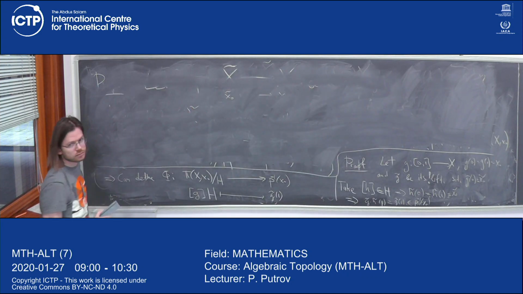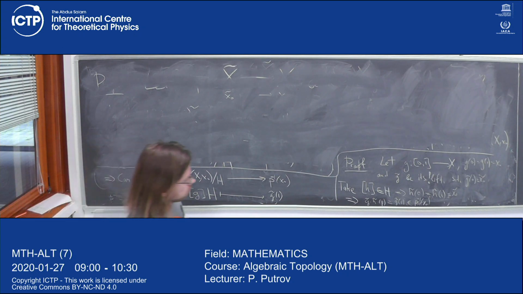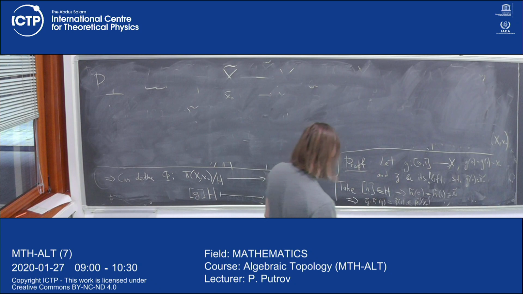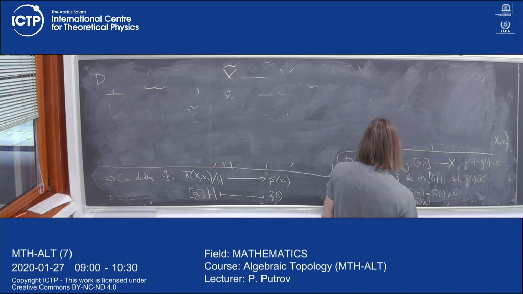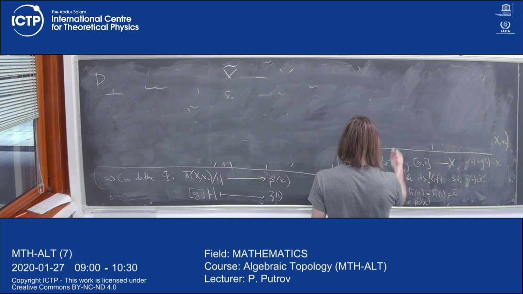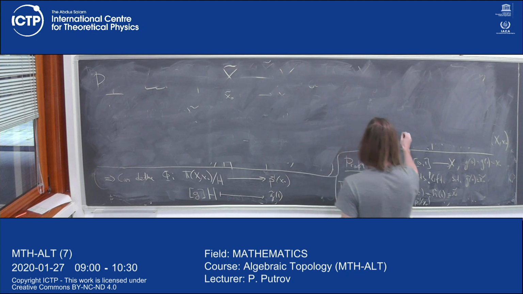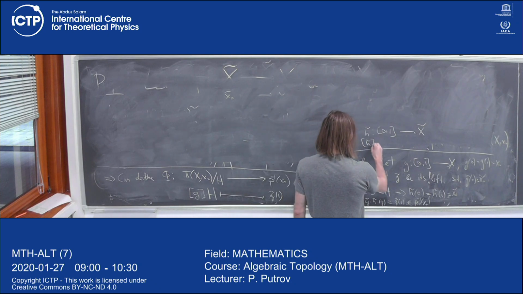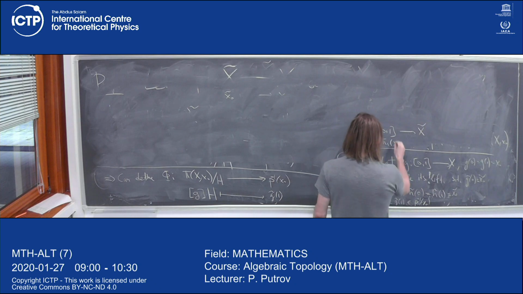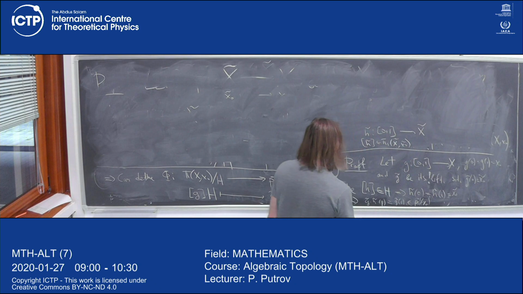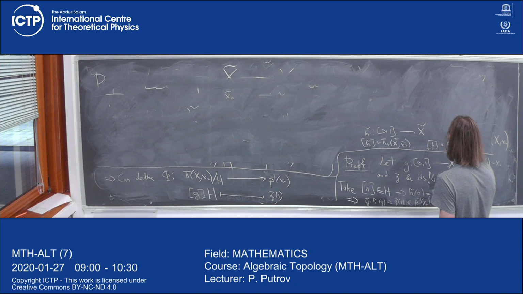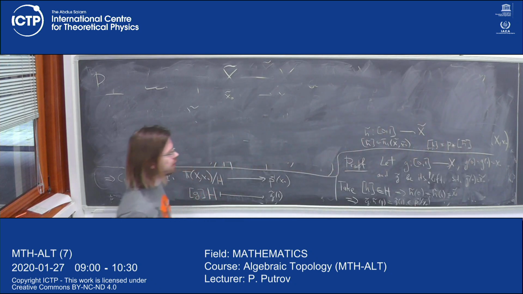Is it h tilde in H or just h? So the h represents a class in big H. Well, h tilde is a loop in X tilde. The class of h tilde you can understand as an element of pi 1 of X tilde. But H itself is p star of this h tilde.